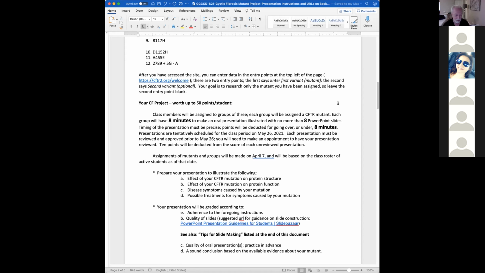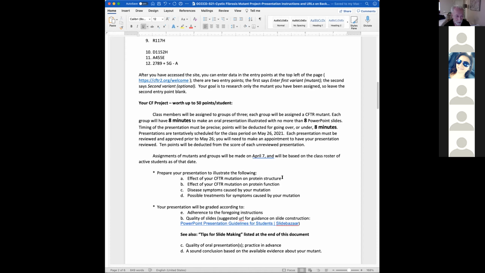So remember what you're trying to do. You're addressing 4 issues about your mutant: the protein structure, the protein function, the symptoms, and treatments. So you'll prepare slides to illustrate those. For example, with protein structure, you may need 1 slide, you may need 2 or 3, depending on how complicated the issue is that you're trying to present.